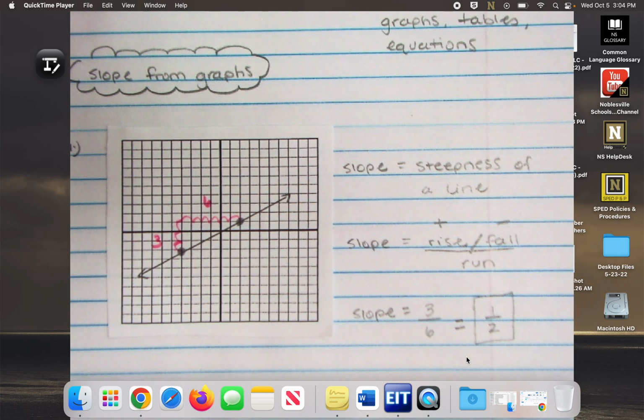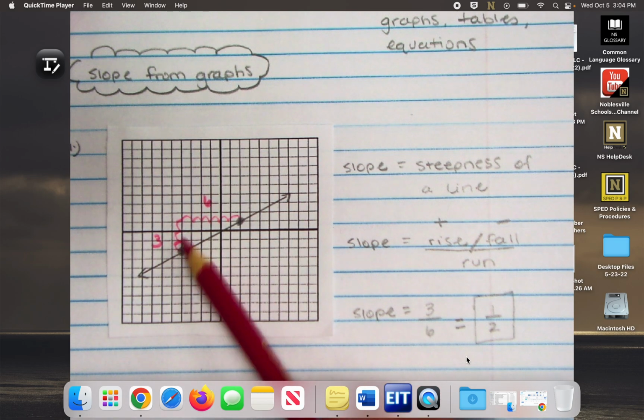Based on a graph, it's rise or fall, and then the run will always be positive.